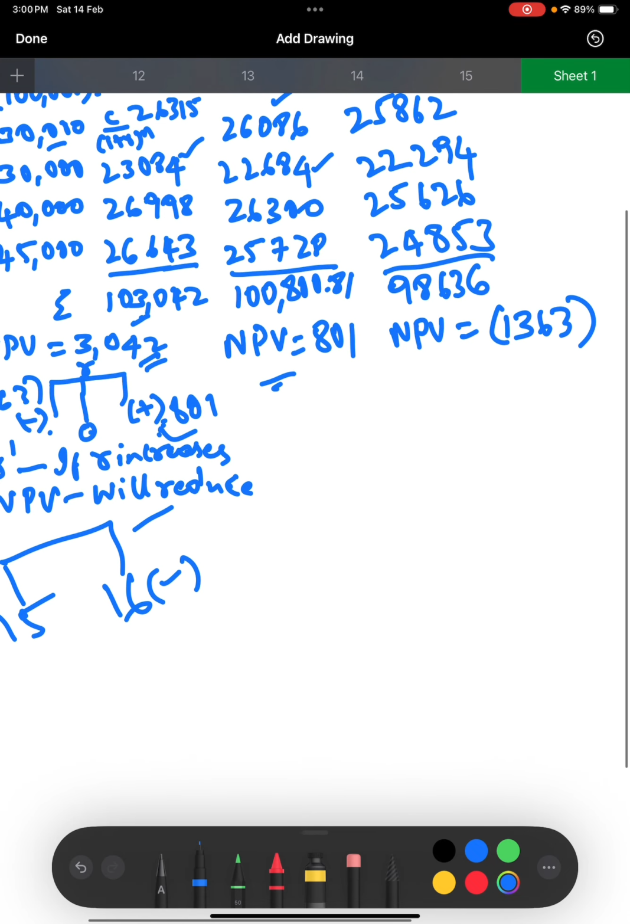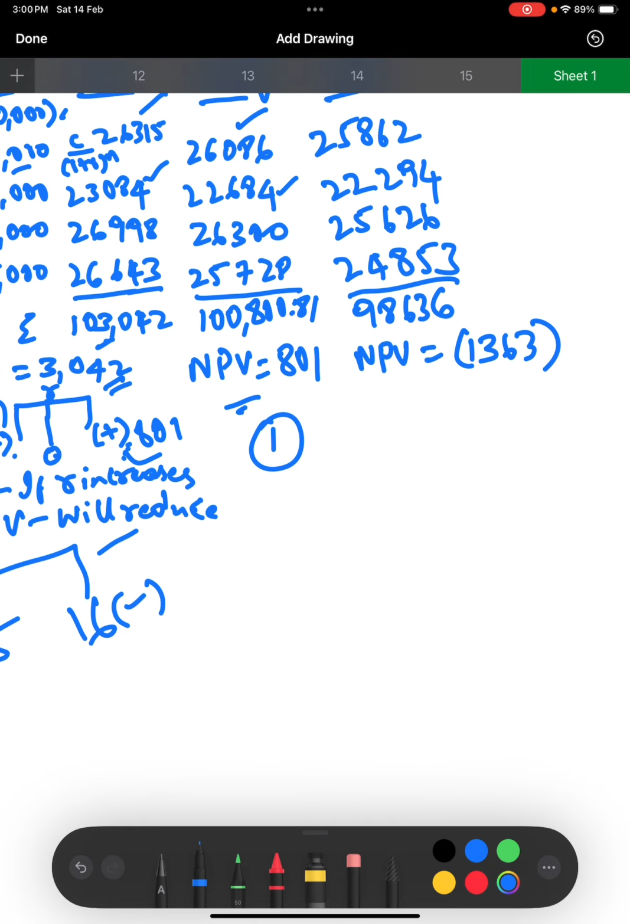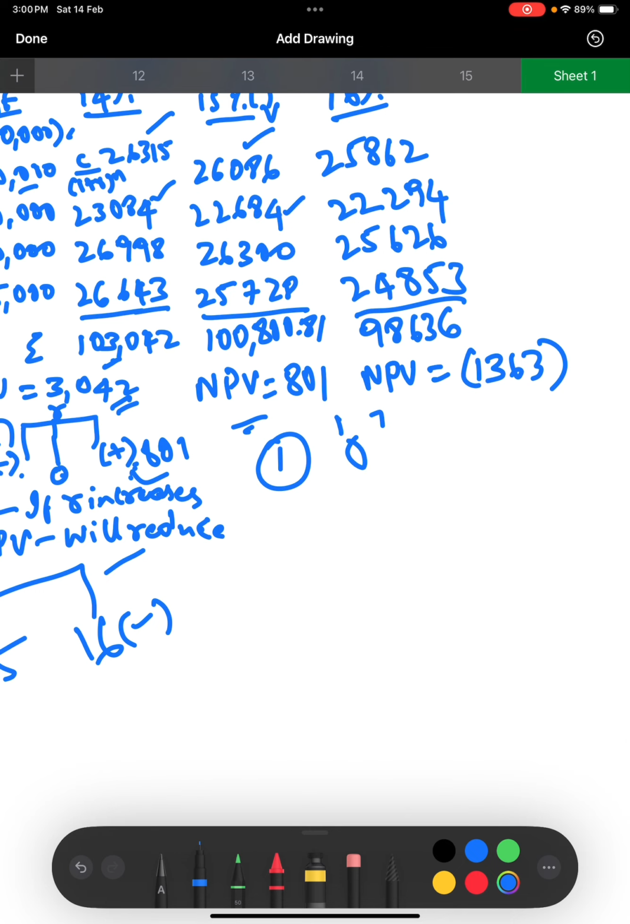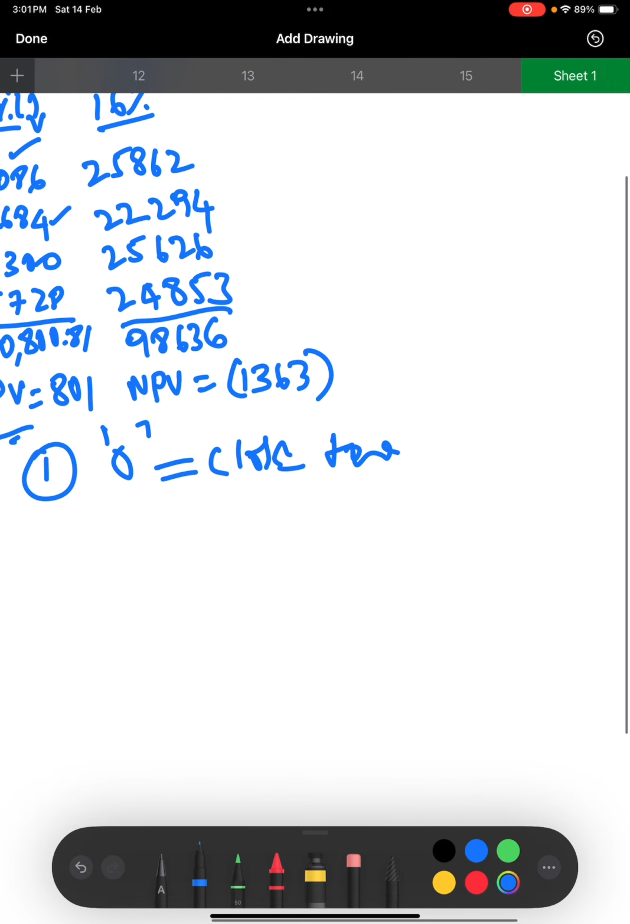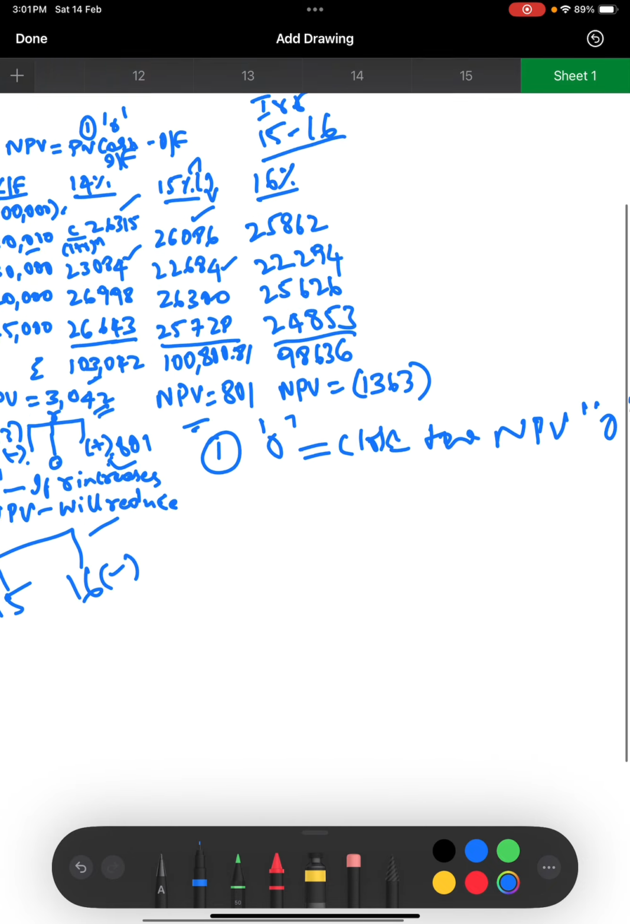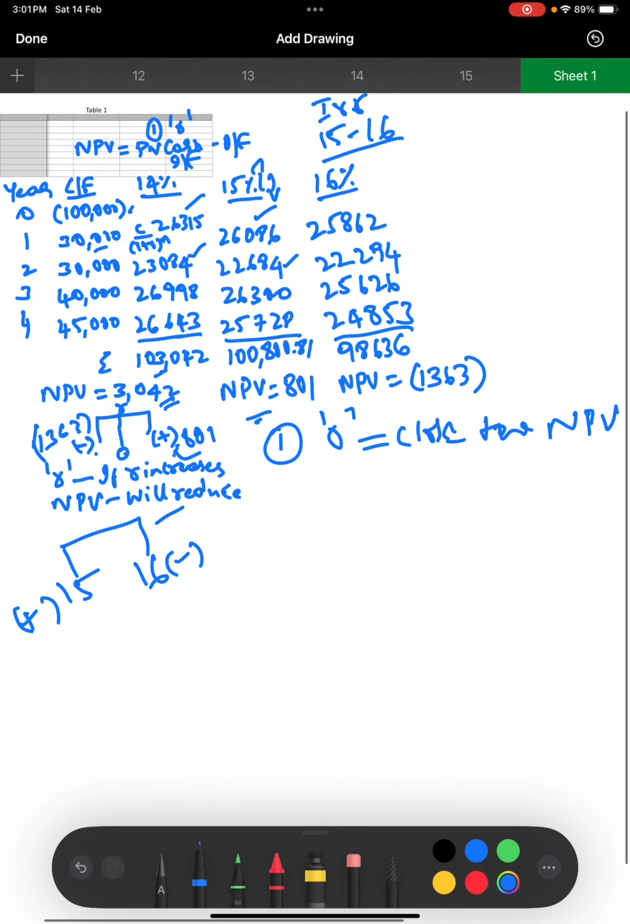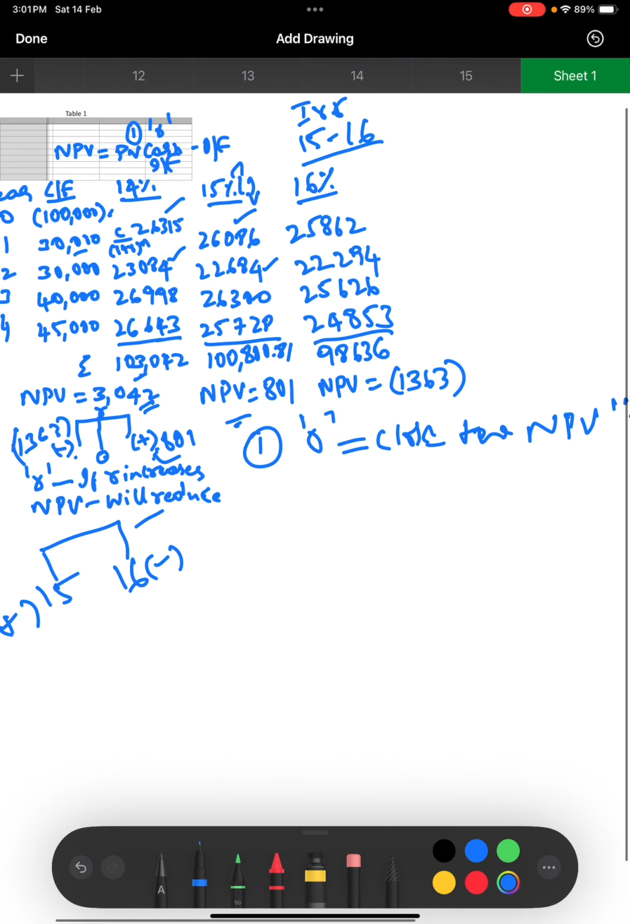So the first step of the internal rate of return is you take R randomly and see how close the NPV value is to 0. It should be as close as possible. Okay, so we did that and found out that 15 and 16 are the closest values. And then in step 2, you need to find the absolute value.